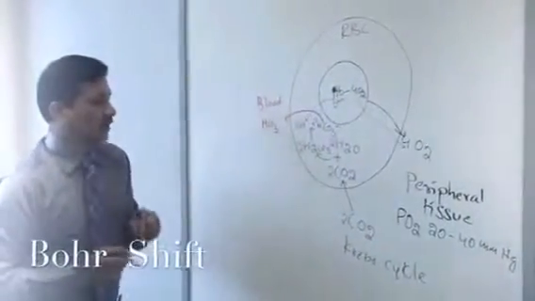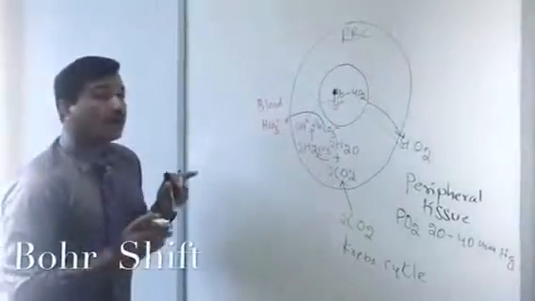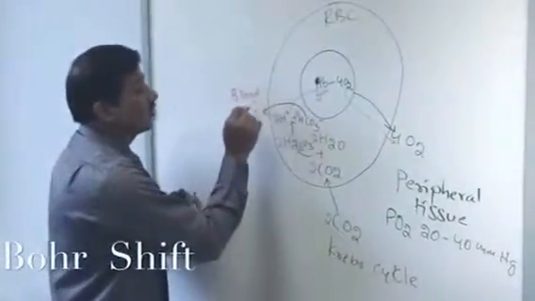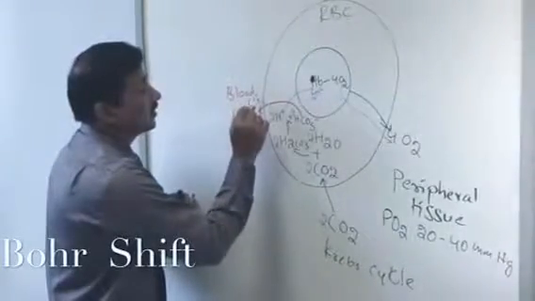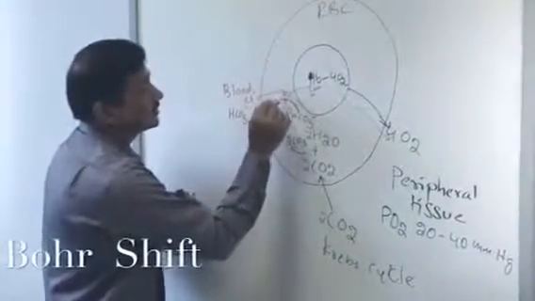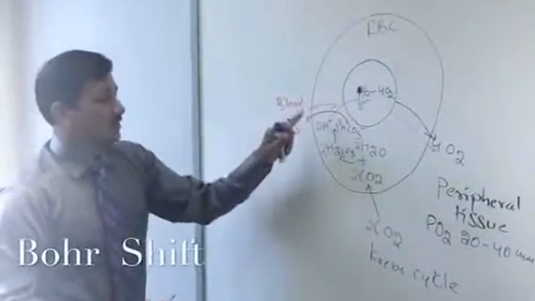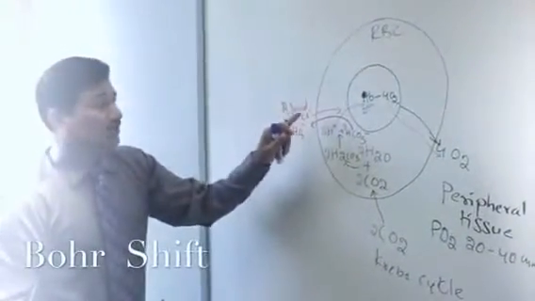This negative charge is coming out of the red blood cell, so to maintain charge equality, chloride is getting in. Whenever bicarbonate is coming out, chloride is getting into the red blood cell. This is called the chloride shift.